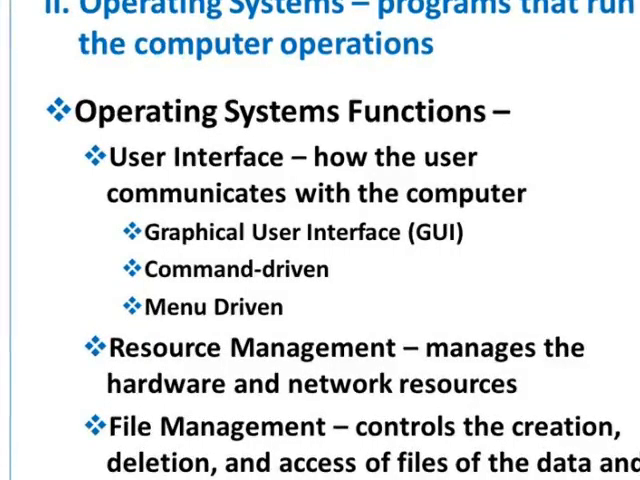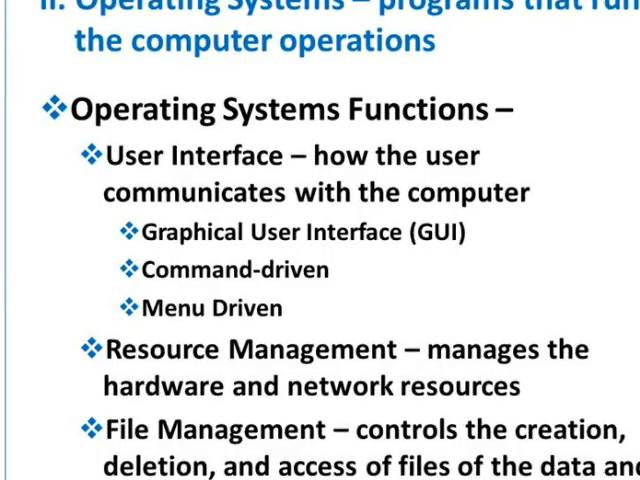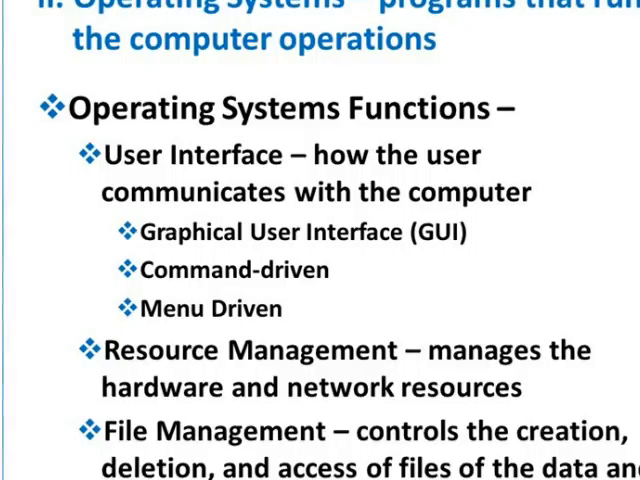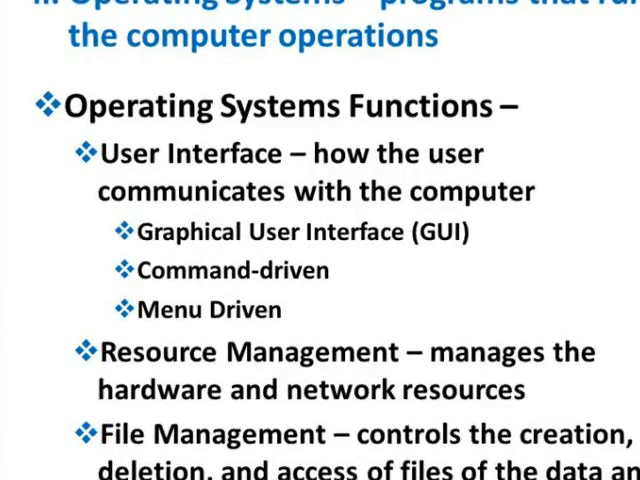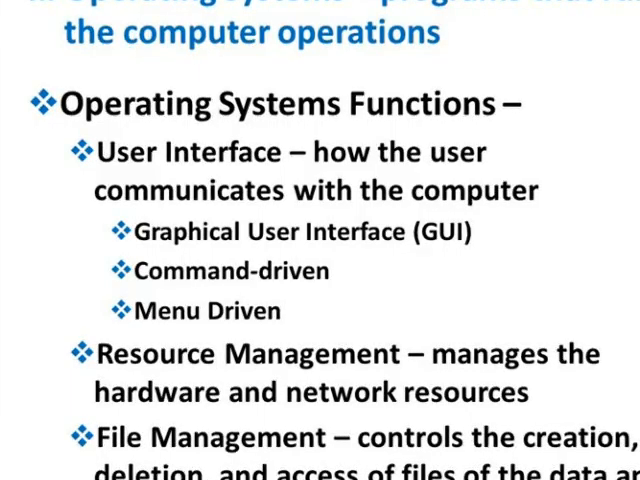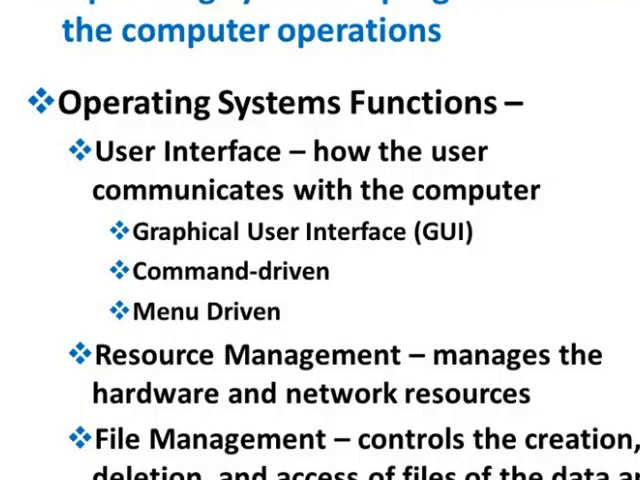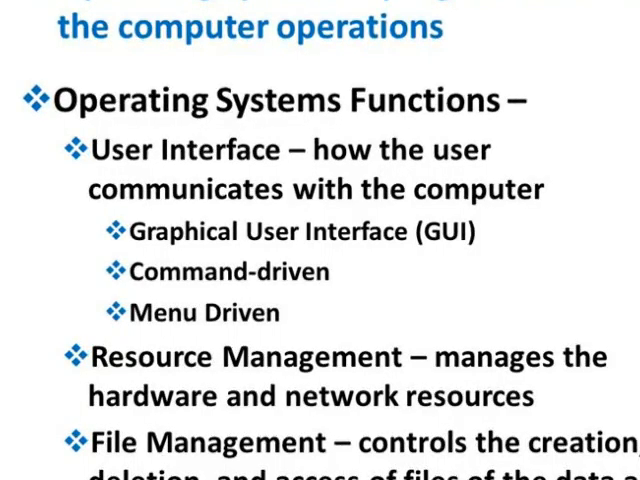One of the primary functions of the operating system is resource management. That allows the computer to manage the hardware and network resources. Another function of the operating system is file management, which controls the creation, deletion, and access of files and data and programs wherever they may be.